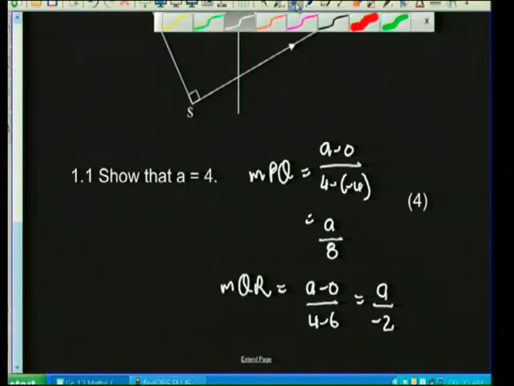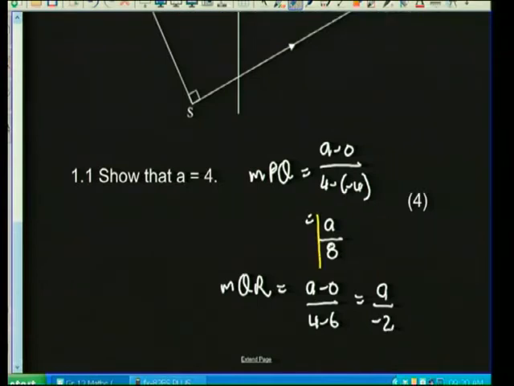So I've got one gradient over there. That's the gradient of PQ. I've got the other gradient. Now, when we are going to solve for an unknown, you know from grade 8, if you've ever got to solve for an unknown, you need an equation. And so you have to say to yourself, how can I create an equation so I can solve for an unknown? And the answer to that question lies in your diagram.